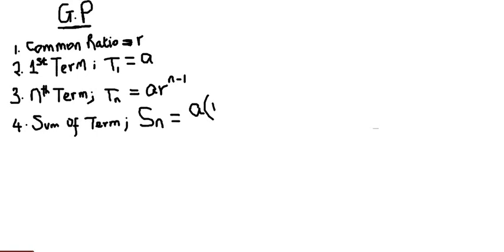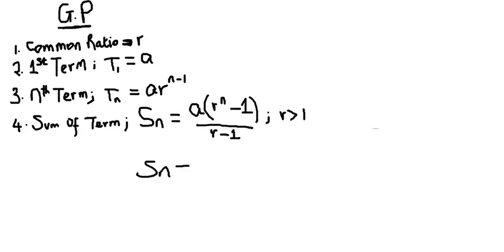So, if R is greater than 1, then the expression for the sum of a given number of terms will be A multiplying R to the power n minus 1. This particular case is where R is greater than 1. The second scenario is where R is less than 1.